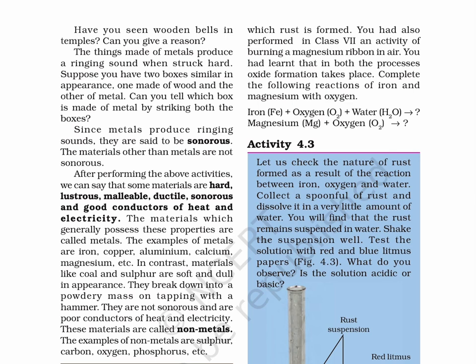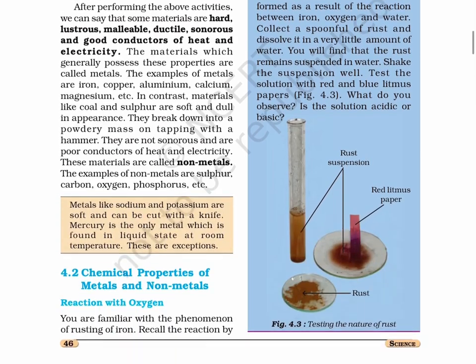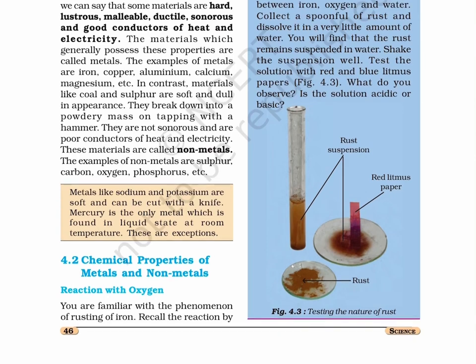After performing the above activities, we can say that some materials are hard, lustrous, malleable, ductile, sonorous, and good conductors of heat and electricity. The materials which generally possess these properties are called metals. The examples of metals are iron, copper, aluminium, calcium, magnesium, etc.